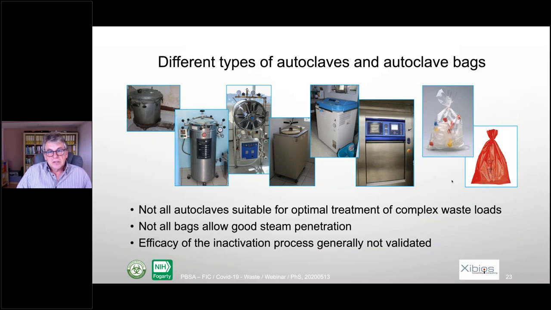If we look at the different types of autoclaves that exist, there are many different types. Of course, they look different, and the most basic ones are on the left, the most sophisticated one on the right, but they also have different characteristics. Some use a pulse of negative pressure and so on. So they have different characteristics. And some of them are only for sterilization, and some of them are more or less good for waste decontamination.